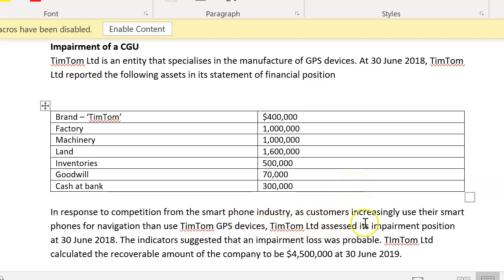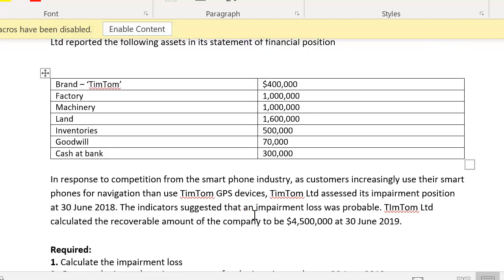TimTom Limited assessed its impairment position at 30th of June 2018. The indicators suggested that an impairment loss was probable. TimTom Limited calculated the recoverable amount of the company to be 4.5 million at 30th of June 2019. Okay, part 1, you're asked to calculate the impairment loss.